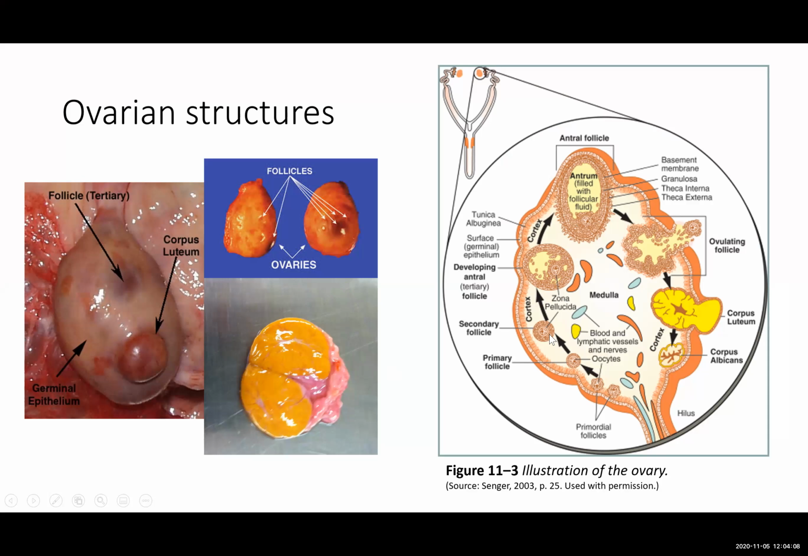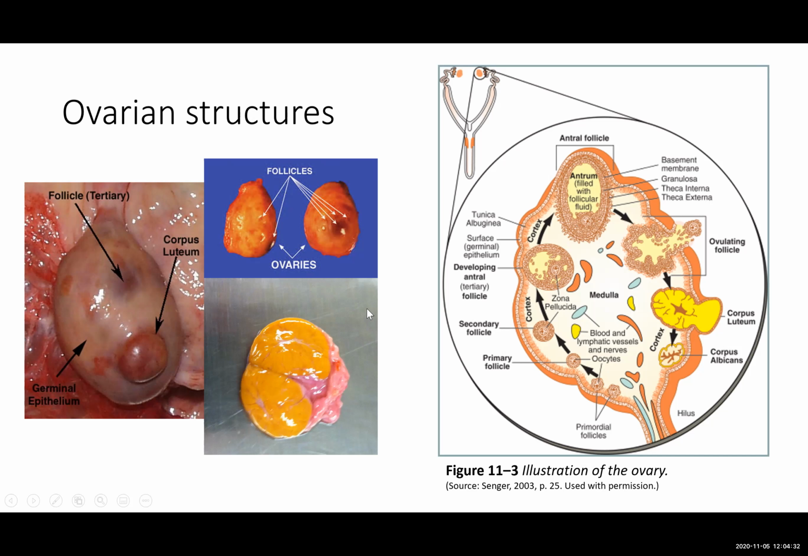When it's growing through all of this, it is producing estrogen. So that is the main hormone that is being produced and secreted by the follicle. Once it ovulates, it turns into this corpus luteum, which is a yellow body. And this corpus luteum is what's producing progesterone. And these are the two main hormones that we are going to be concerned with coming from the ovary.